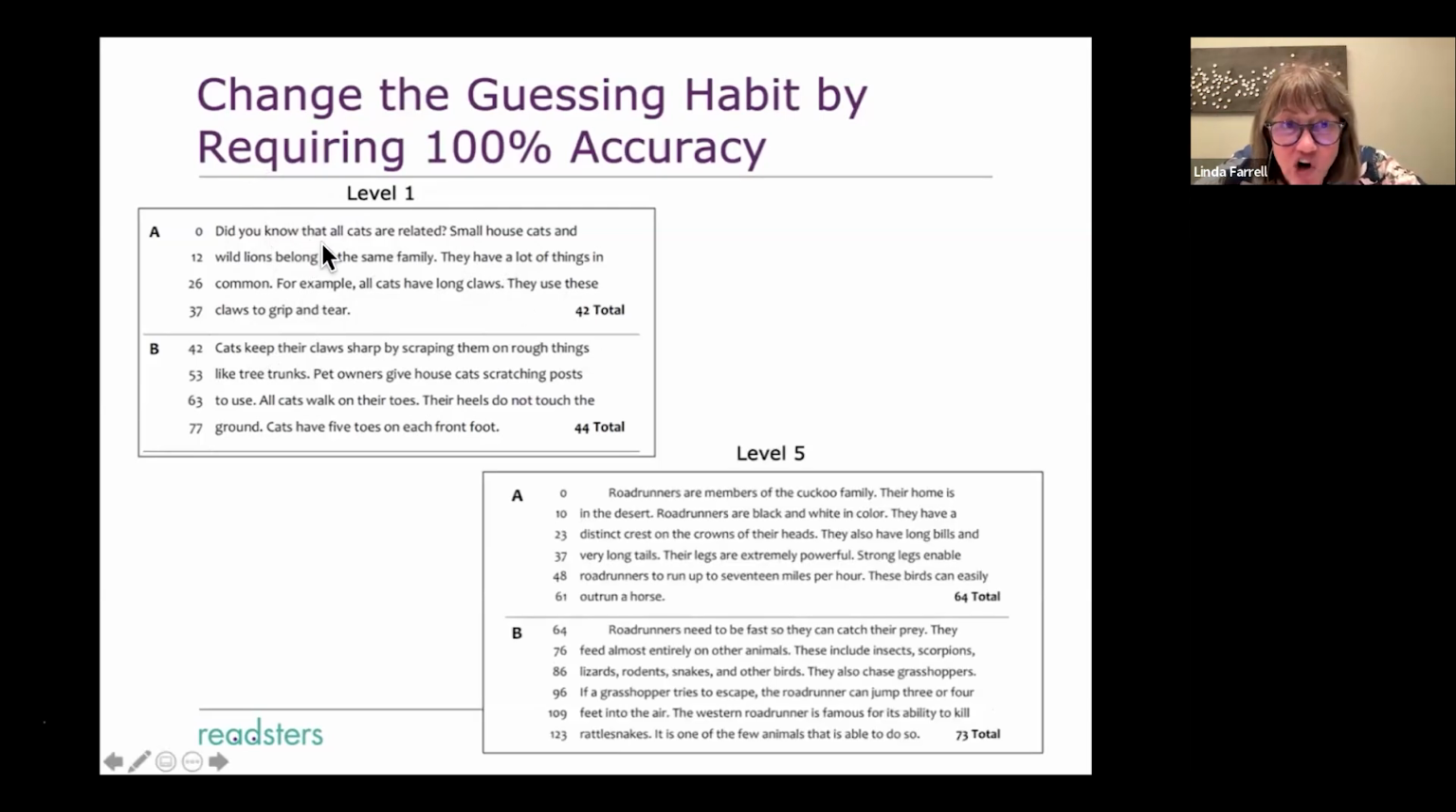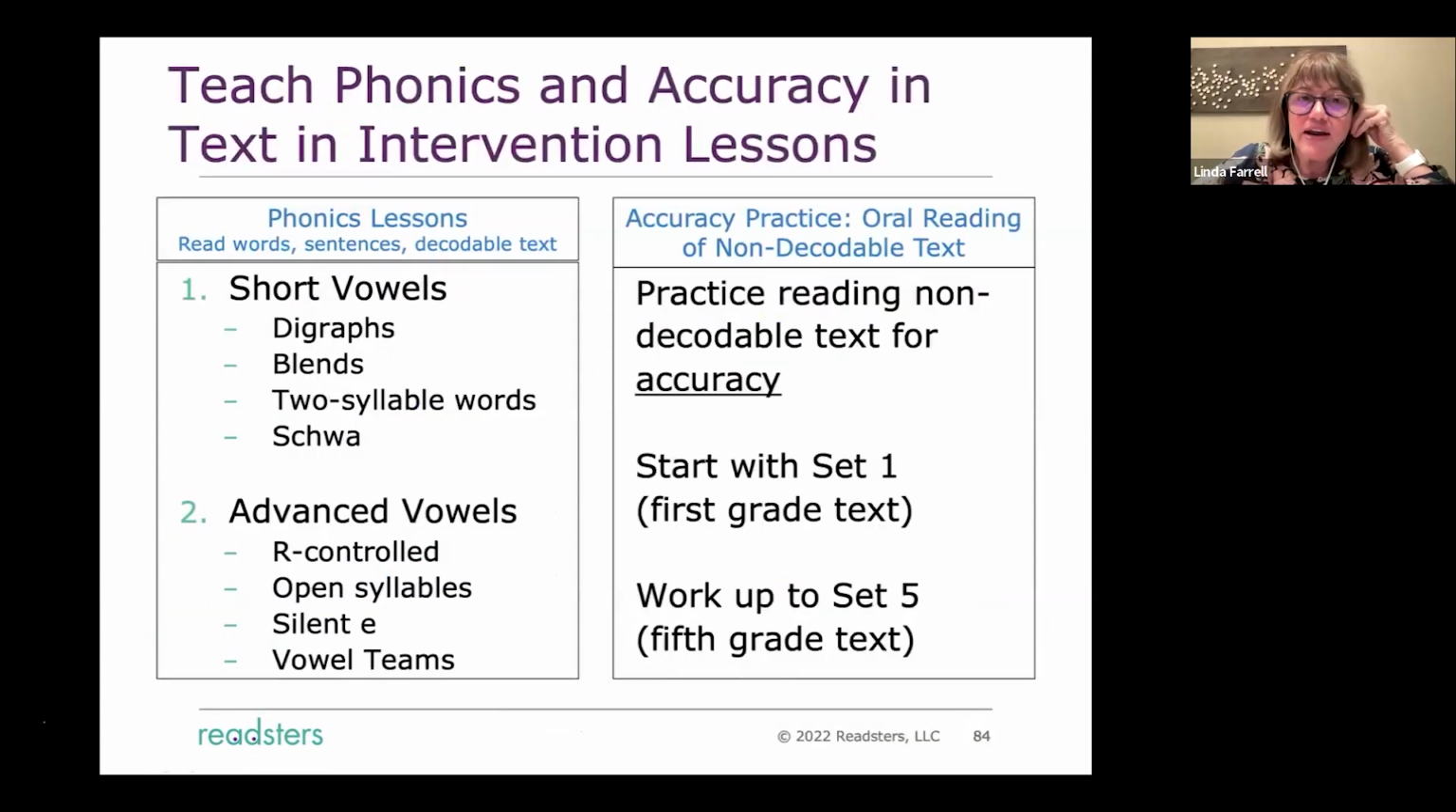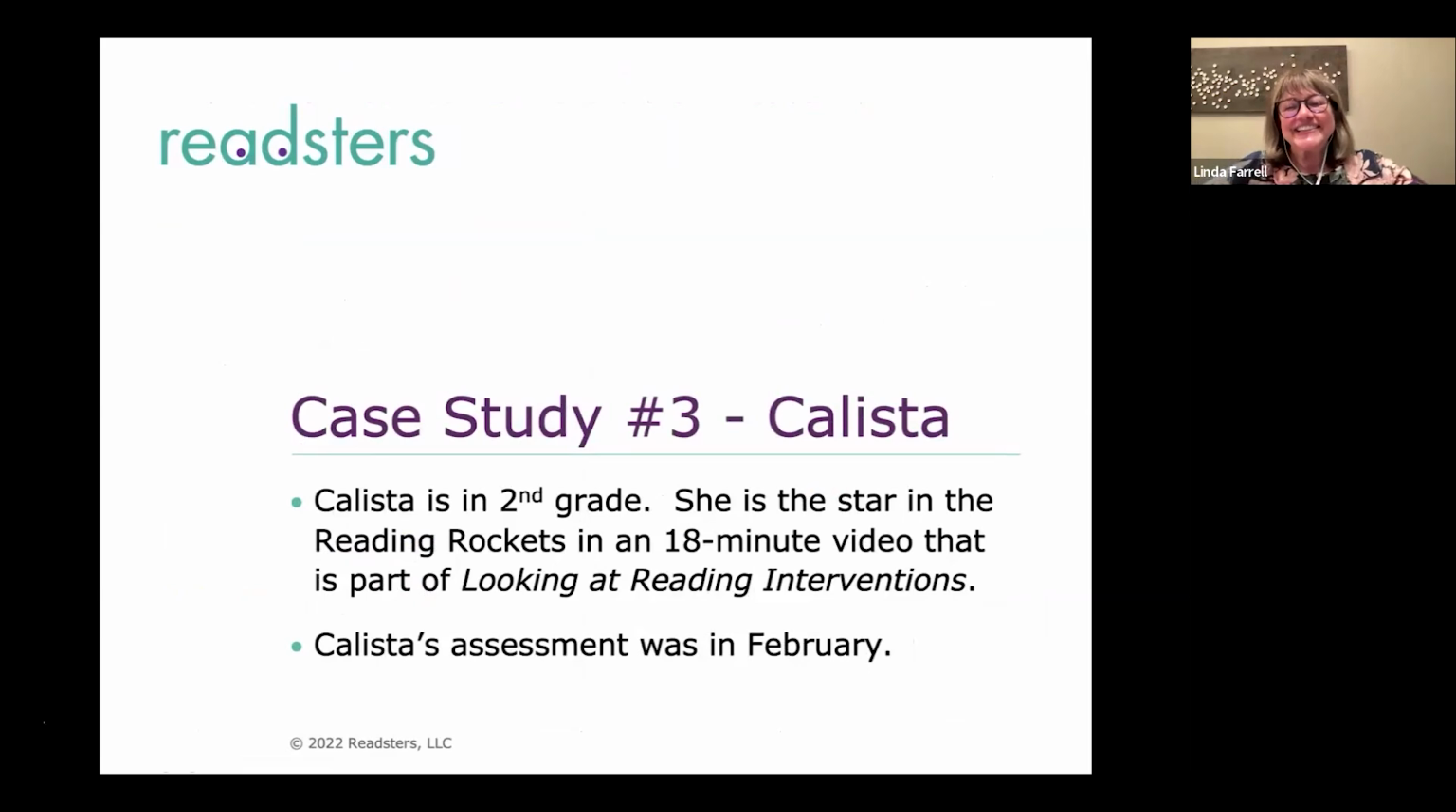This is where we start. This is where we would end. And you can see this text. Roadrunners are members of the cuckoo family. Their home is in the desert. It's much harder. So we work up from first grade level to 5th grade level. All right. So I'm going to skip that. I want to get to Kalista.